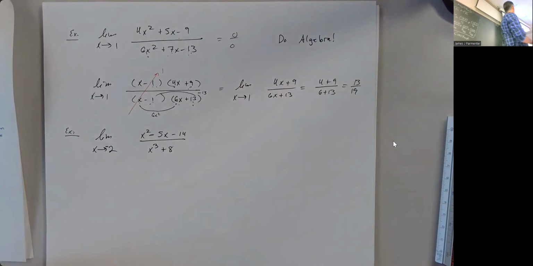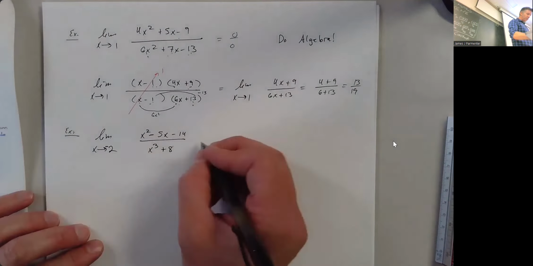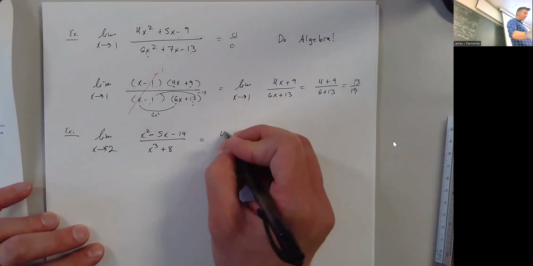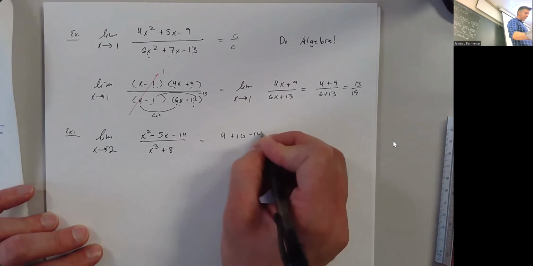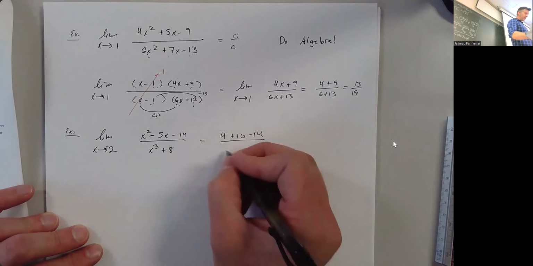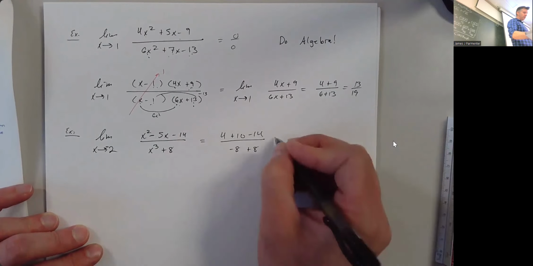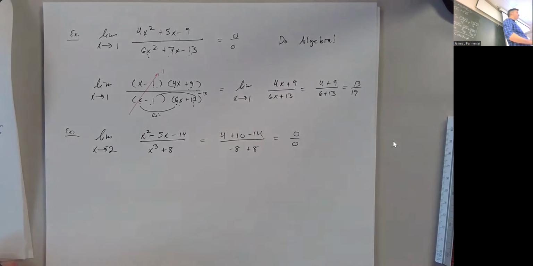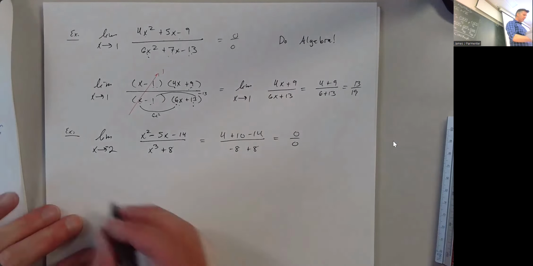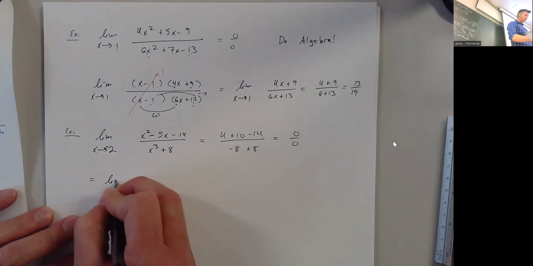And let's check, because I just changed the problem, so let's make sure that it's not something crazy. If we plug in negative 2, we're going to get negative 2 squared minus 5 times negative 2, which is plus 10, minus 14, over negative 2 cubed, which is negative 8, plus 8, which is, in fact, 0 over 0. Okay. So we have some algebra to do. We have some factoring to do. The top shouldn't be too terrible.